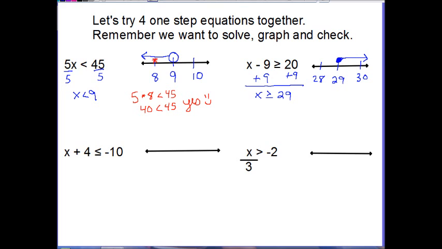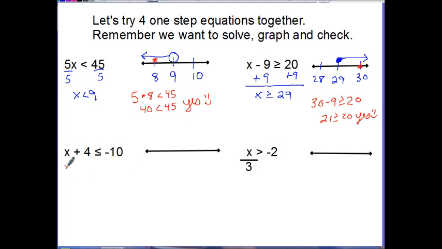And let's go ahead and let's check. I'm going to plug in 30 to see if it works. I want to know, is 30 minus 9 greater than or equal to 20? Well, let's see. 30 minus 9 is 21. Is 21 greater than or equal to 20? Yes, it sure is, which means that everything is good.